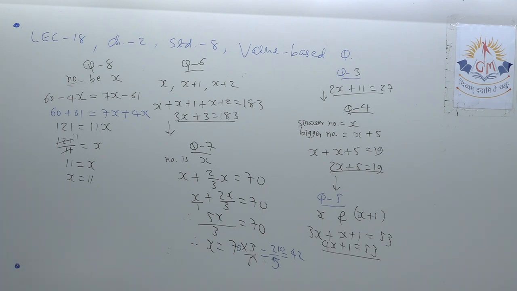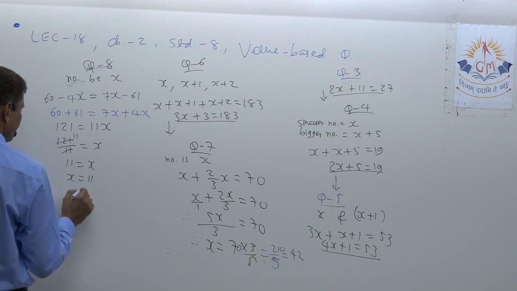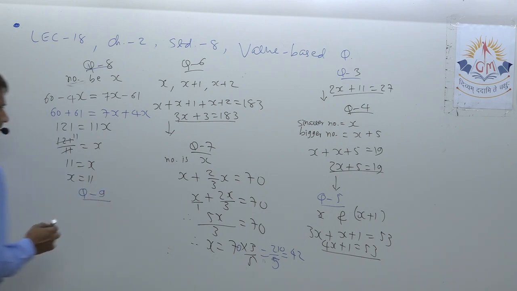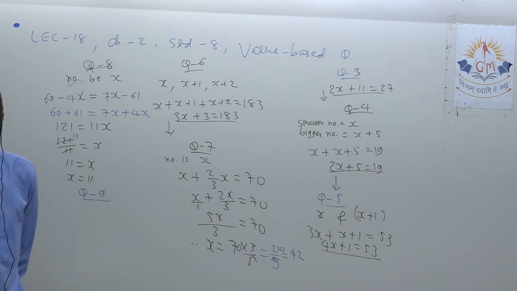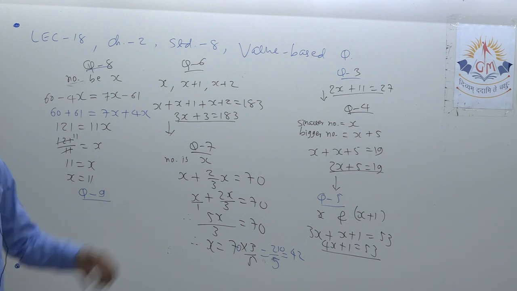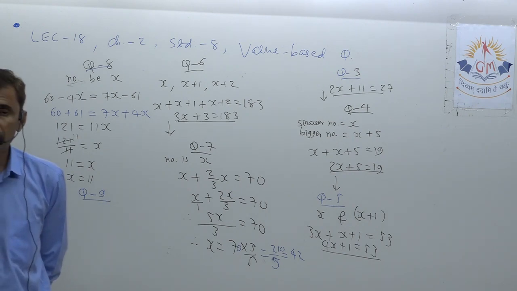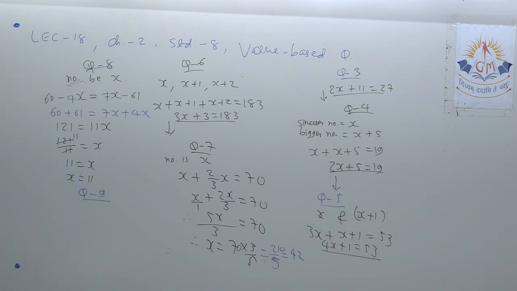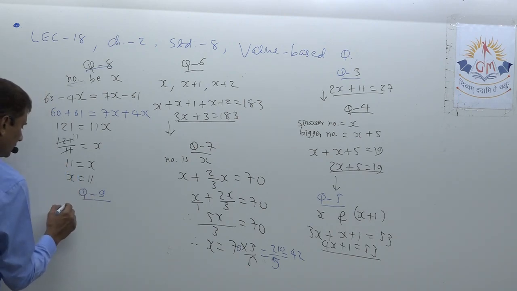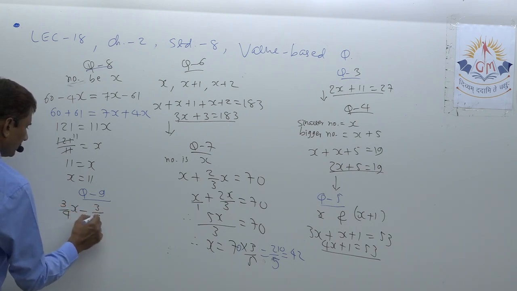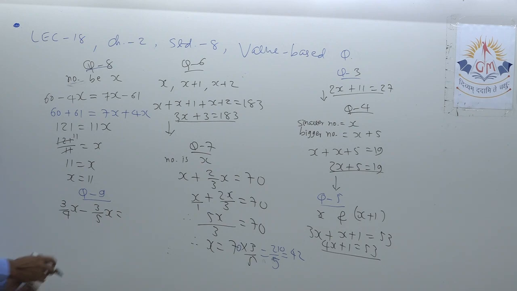Okay, now number 9. Again, the number is supposed to be x, so I am not writing it there. The difference between 3/4 and 3/5 of a number. That means 3/4 of the number and 3/5 of the number. The difference of both of these is given.